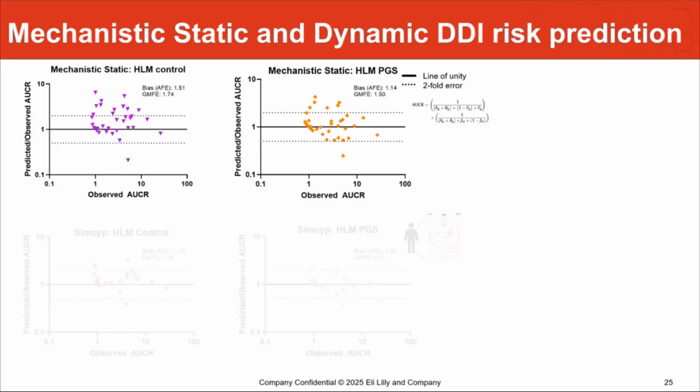And then the dashed line is the twofold error. And if we look at the bias or the accuracy of our predictions through the average fold error and the precision of our predictions with the geometric mean fold error, we see that using data generated in vitro in the presence of progesterone, even though this is an already optimized model for the interaction predictions, we actually improve our accuracy and precision. So we're getting even better results.